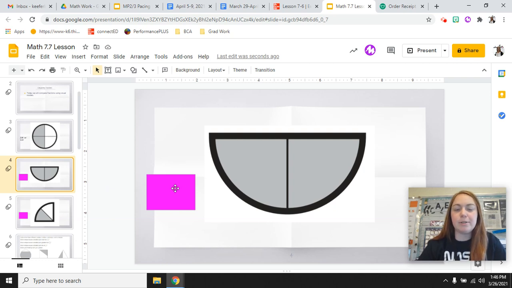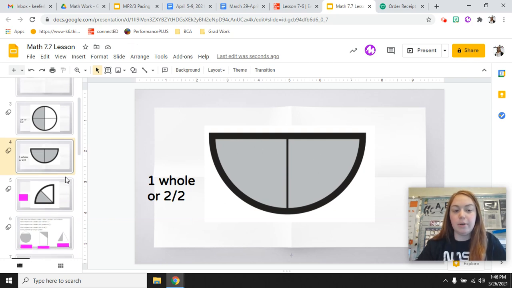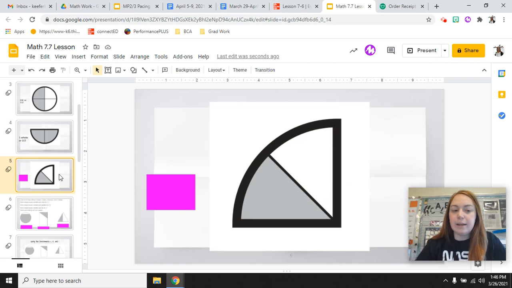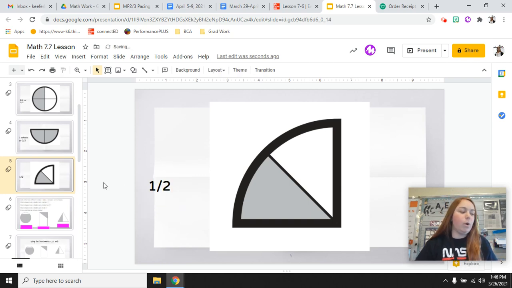Again, this one also has 2 names. This one would be 1/2 or 2/2 because there's 2 pieces and both of them are filled in, which would also be equivalent to 1/2. And our last quick look card, this would be 1/2 because there's 2 pieces and one of them is filled in. All right, so go ahead and erase your whiteboards.